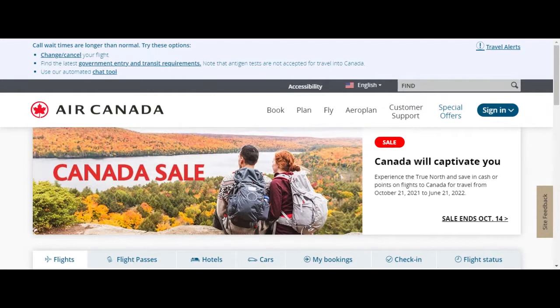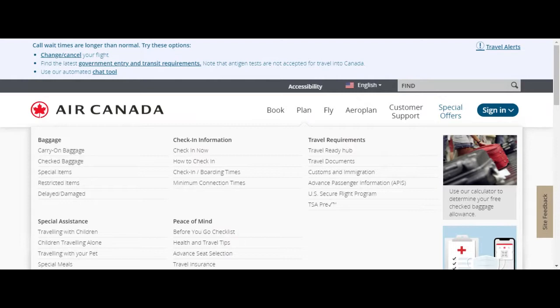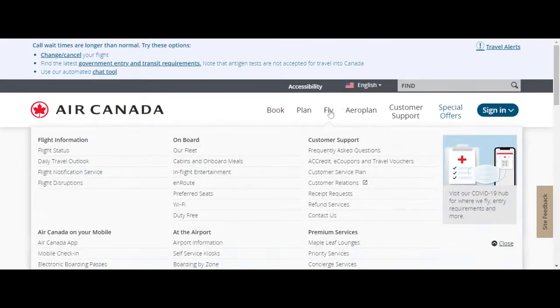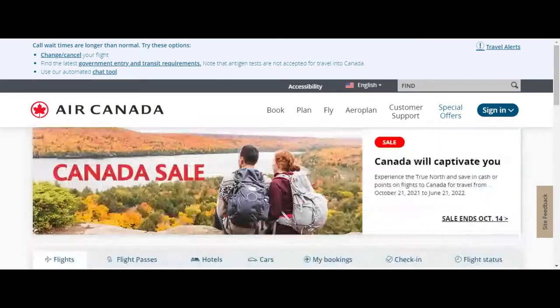And sign in. Why do we have sign in on the main at this level? I would just move sign in to the top, give me more room, and then I would definitely rethink Planning and Flying. And Planning again, it's your baggage. So Plan and Fly are very similar. Look at the nature of the content on Plan and on Fly. Plan: your baggage information, your check-in information, your travel requirements. It's all flying related. Your flight information, your on board, your customer support. Plan and Flight are the same. They have the same type of content. I would rethink. So another good example of bad choices.